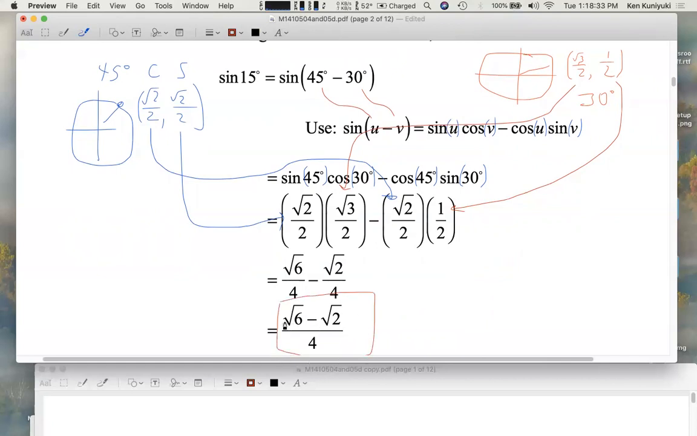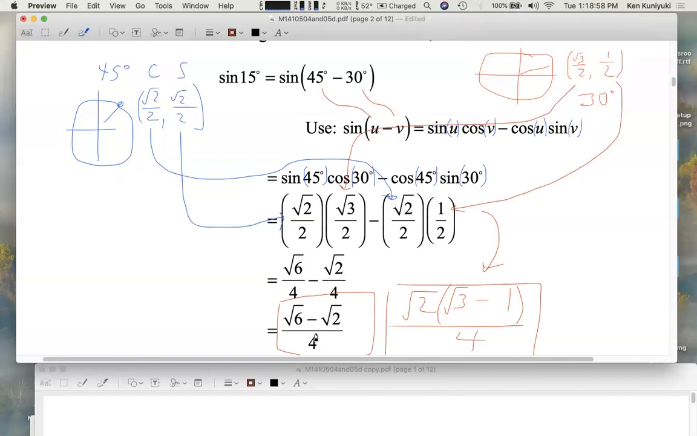Some books actually factor out a root 2 on top, but we're good with it. So then if you do that, you would get root 2 times the quantity. When you factor, you divide. We're back to, in fact, you could get it from here up here. Root 3 minus 1 all over the 4. Some books actually prefer that form. I will accept this form also, though. Root 6 minus root 2 all over 4.